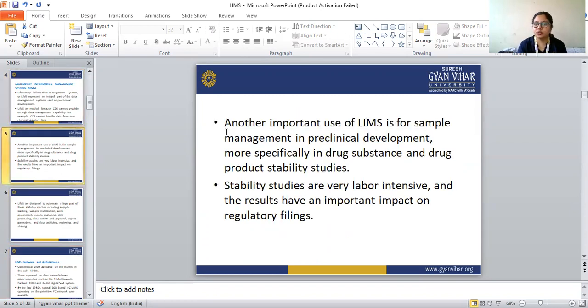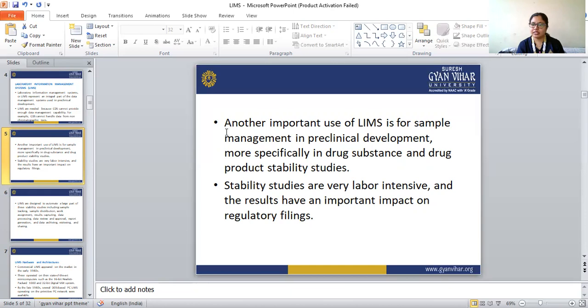Another important use of LIMS is for sample management in preclinical development. Management of the samples can again be done with the help of the LIMS in preclinical development, more specifically in drug substance and drug product stability studies.